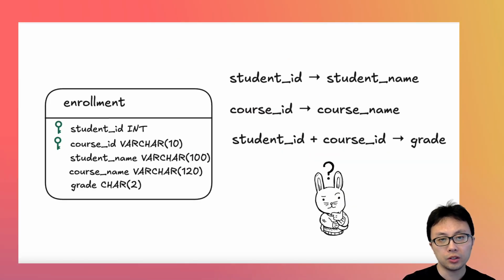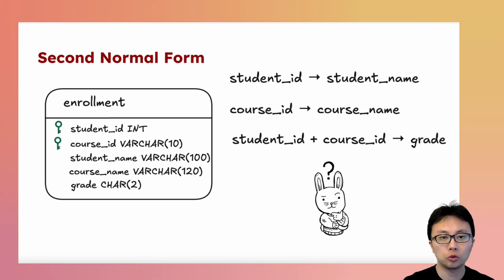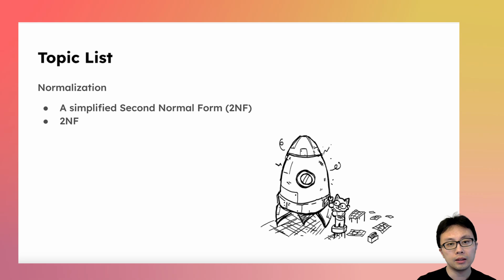How do you fix such a design? You need help from something known as the second normal form. In this video, I'll walk you through a simplified and a full version of the second normal form, and explore how to use the second normal form to guide the process of normalizing database design. By the end, you'll have a good understanding of the second normal form and how to use it for normalization.